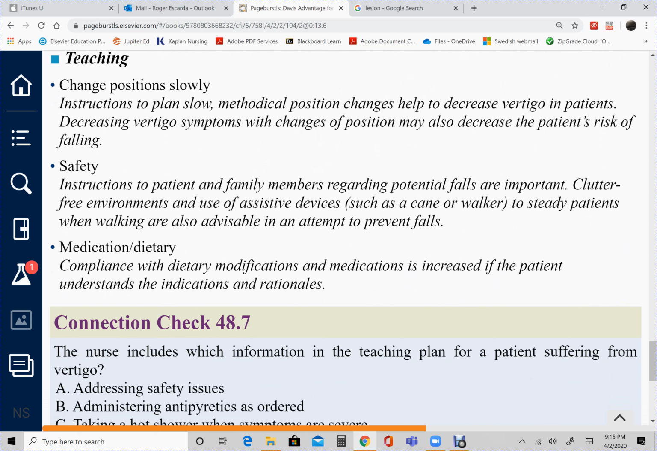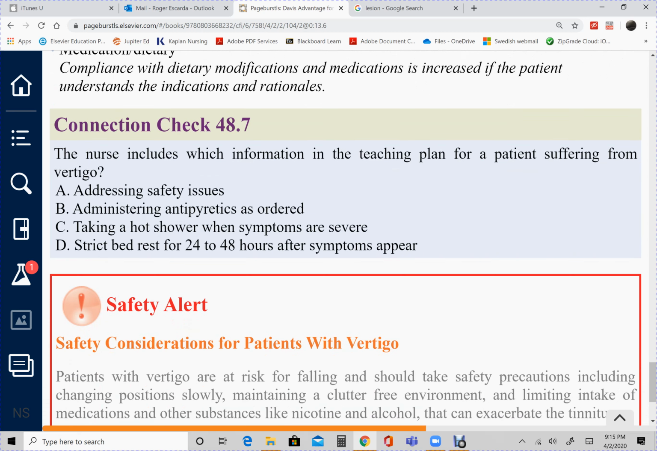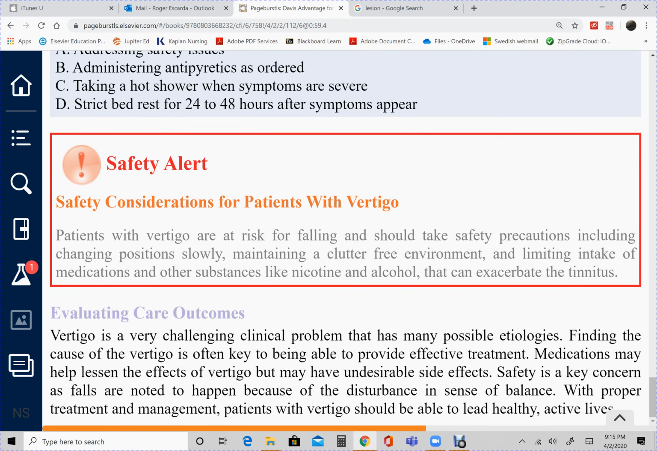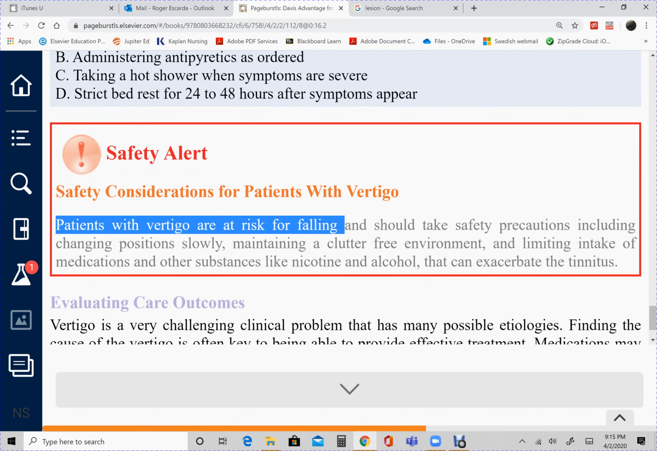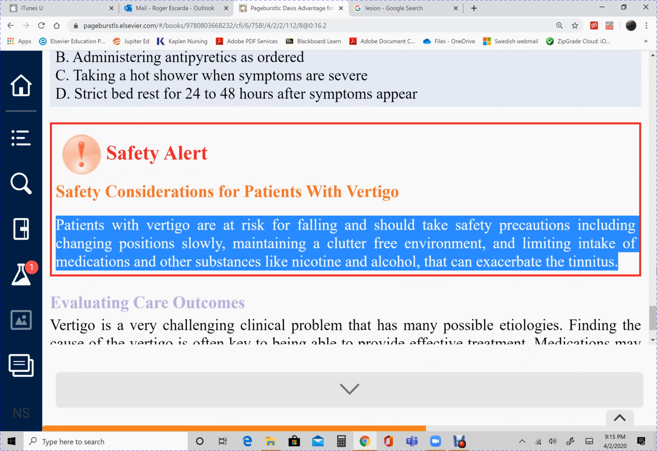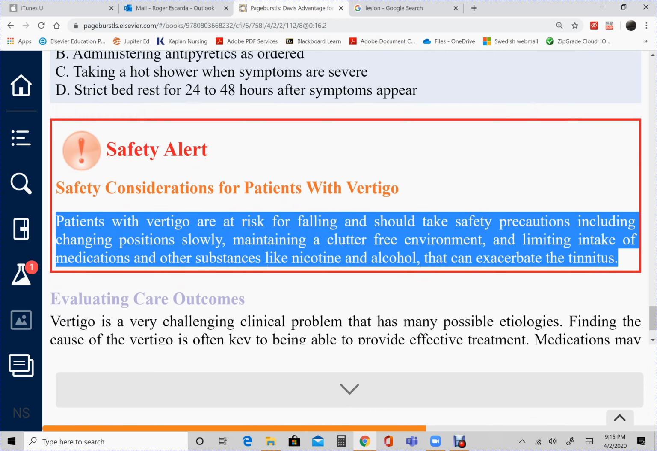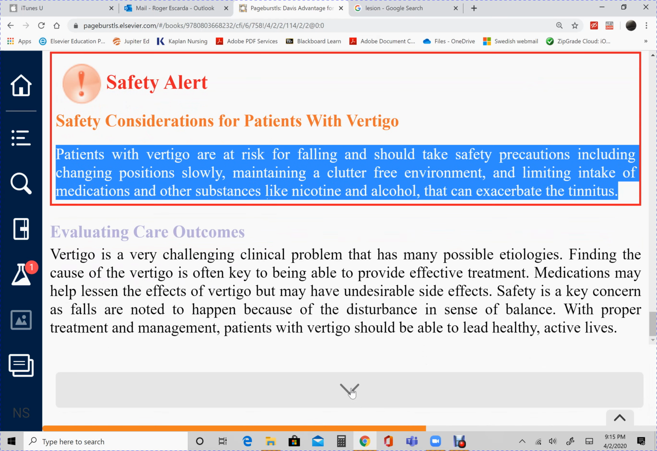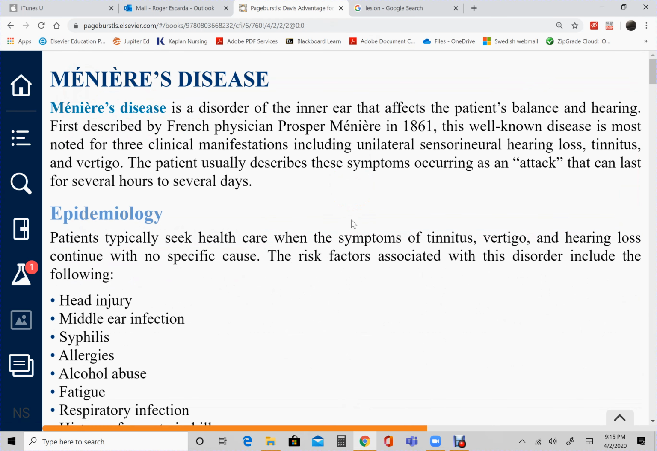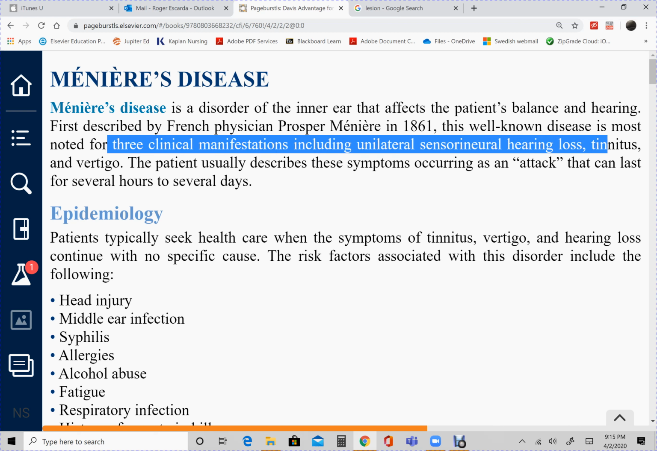And fall precautions, very important. Here's the fall precautions right here, and some of these are already mentioned under nursing care. And that's it. Last part is Meniere's. This is an inner ear disorder. This has 3 signs. The 3 clinical manifestations are hearing loss, tinnitus, and vertigo.